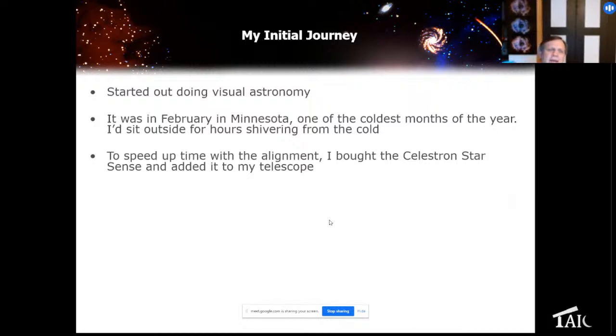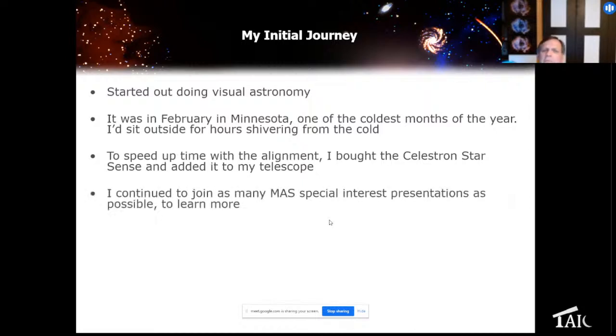So what I did is I sped up time with my alignment. I bought a Celestron StarSense, which is basically plate solving on a device on the telescope. It sped up my alignment quickly, and it was very handy in the wintertime. I continued to join as many MAS special interest presentations as possible to learn more.